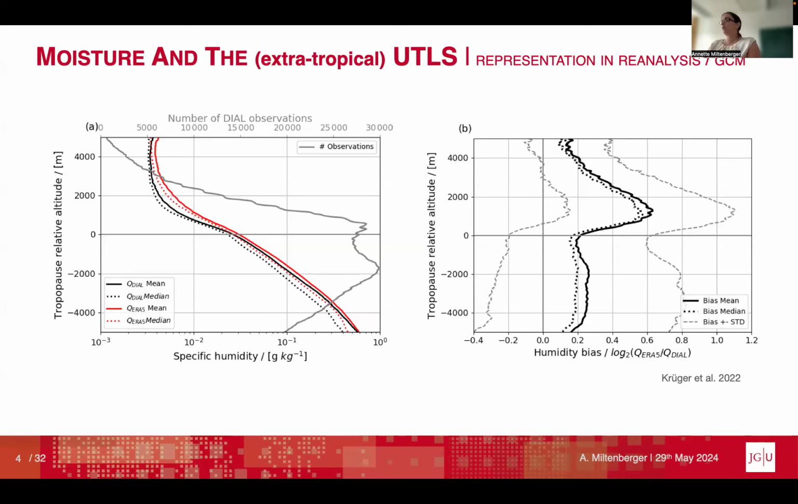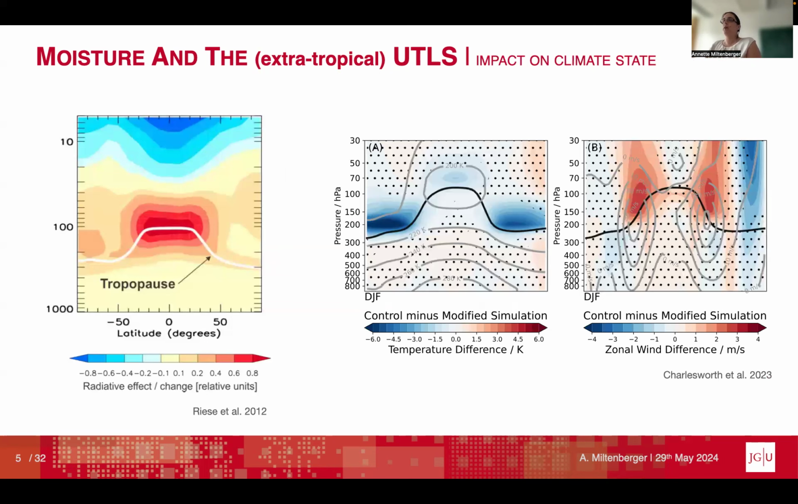So this is, of course, not nice. This has been known for some time now. This has also been a problem in ERA-Interim, actually. But why should we be concerned about this? Well, this has implications because the water vapor at that altitude range is really crucial for the radiative processes and the larger scale dynamics, and thereby the climate state as we represent it in a model.